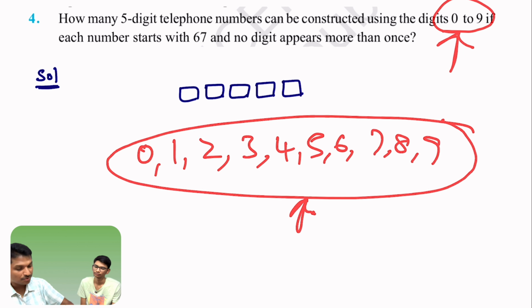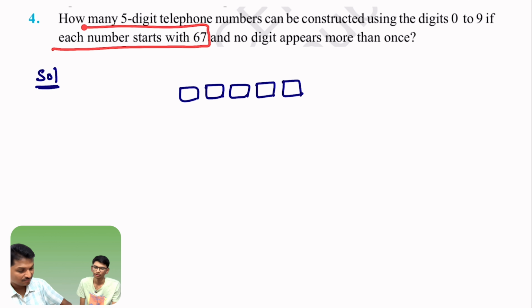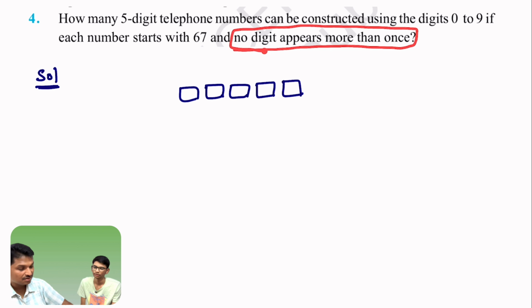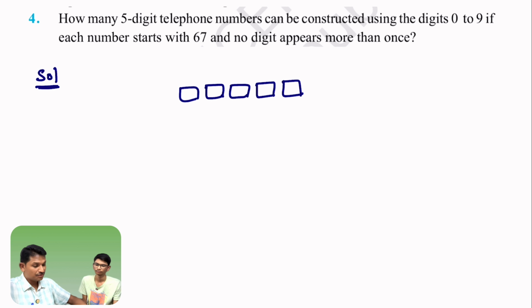You need to form a 5-digit telephone number using these 10 digits. What is the condition? Each number starts with 67, and no digit appears more than once. That means repetition is not allowed. What do we do first? We'll write 6 and 7 in the first 2 boxes.